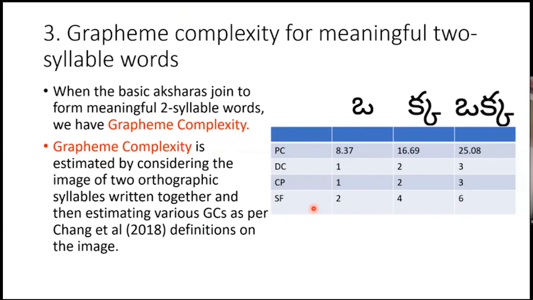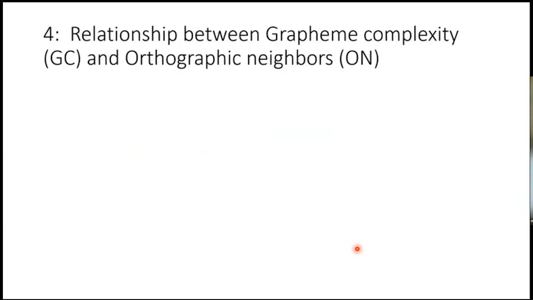Next. Now that we have looked at the definitions of GC, the complexity measure for orthographic syllables and two-syllable words, and also the definition of orthographic neighbors, our research question was, how are these two related? So in the next slide, I'm showing the relationship between grapheme complexity and orthographic neighbors. And remember, orthographic neighbors are those two-syllable words that are meaningful, that are generated by substitution, addition, or deletion, right?